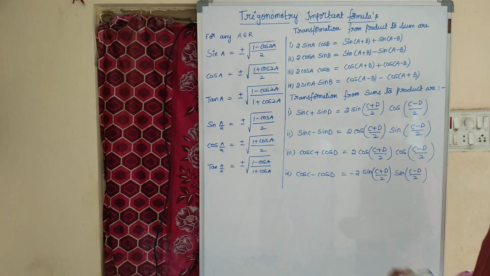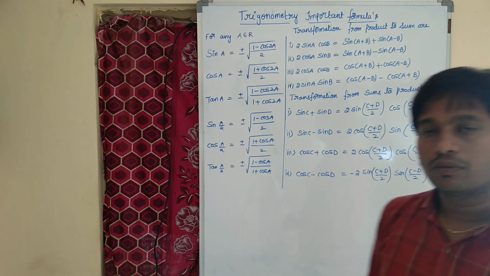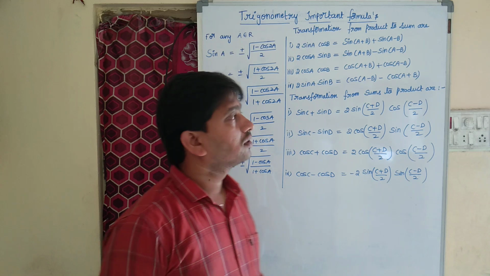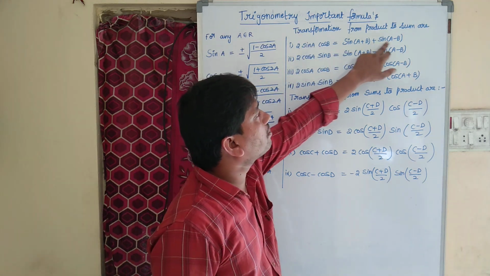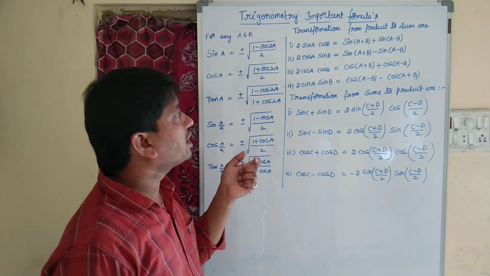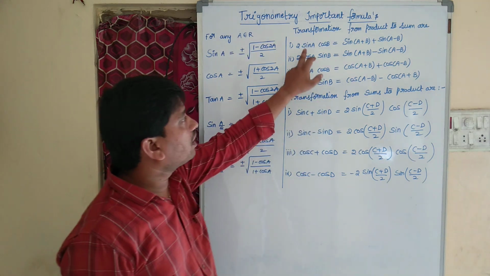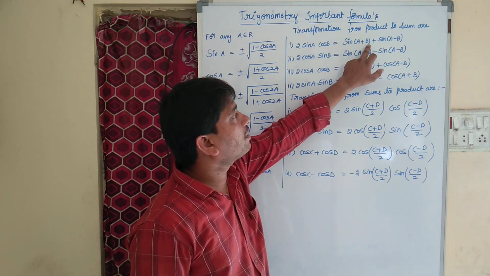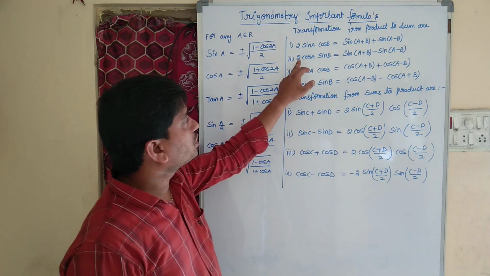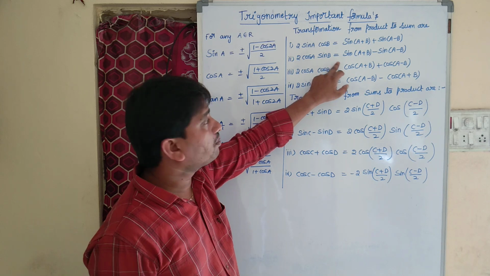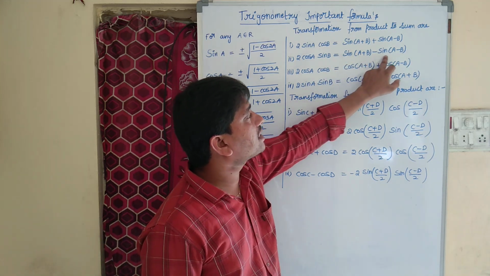Okay. And coming to transformation from product to sum. This is our product, and we are transforming to sum. I mean 2 sin A cos B. What is the formula of 2 sin A cos B? Sin of (A plus B) plus sin of (A minus B). Next, 2 cos A sin B implies sin of (A plus B) minus sin of (A minus B).